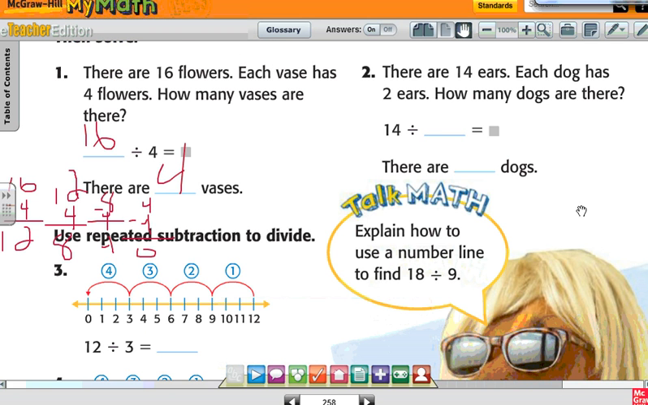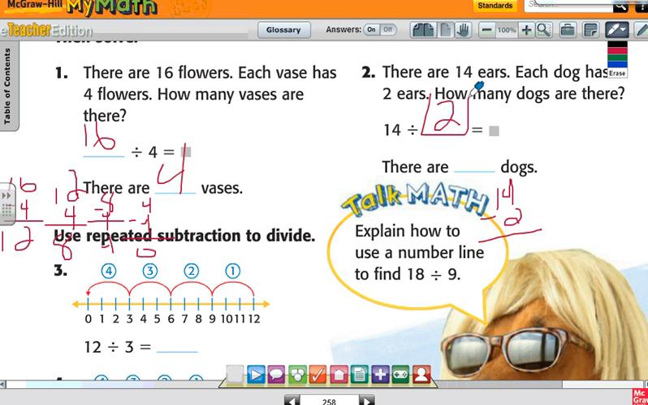And then number 2 says there are 14 years. Each dog has 2 years. So 14 divided by 2. So let's use repeated subtraction. Okay, so it's going to be 14 minus 2. So I'm going to use this number to subtract each time, right? 14 minus 2 is 12, and then 12 minus 2 is 10. Then 10 minus 2 is 8.